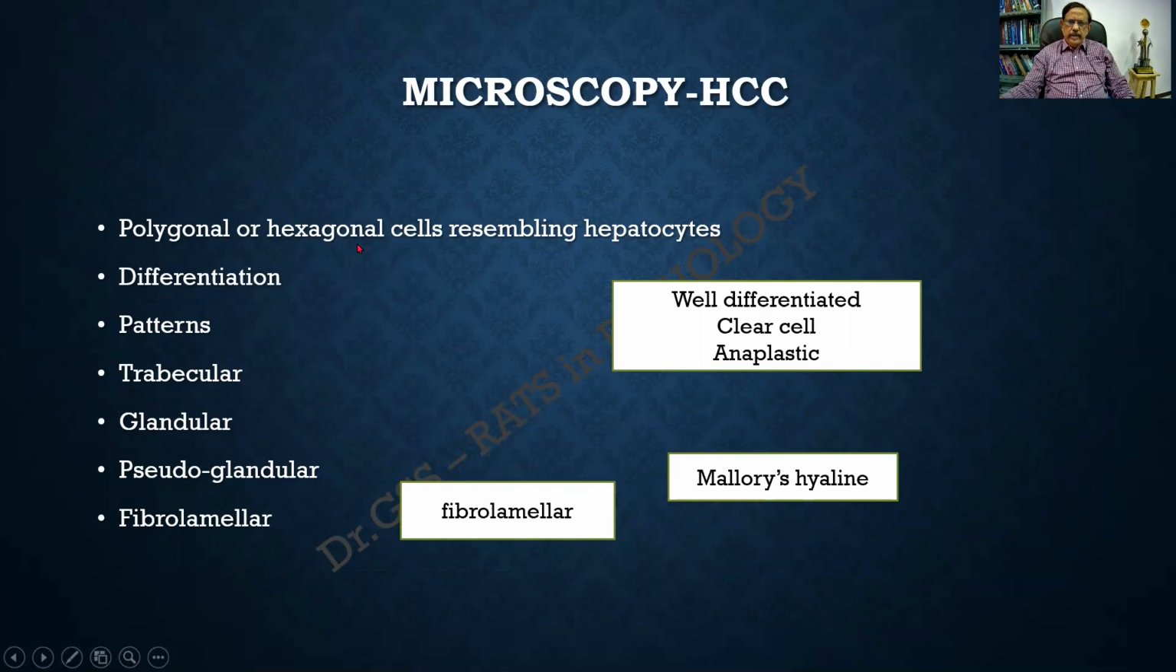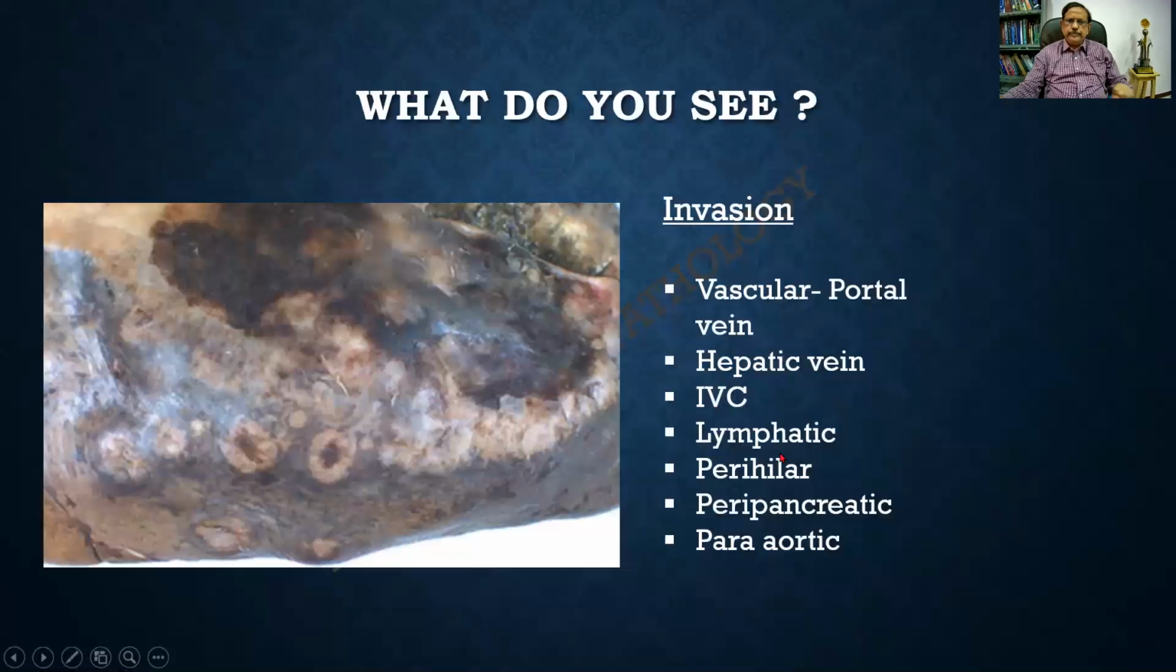So on the microscope, the cells in hepatocellular carcinoma are polygonal or hexagonal, resembling the hepatocytes. It can be well differentiated or anaplastic. The various patterns are trabecular, glandular, pseudoglandular, and a fibrolamellar pattern. Mallory hyaline can be seen in some.